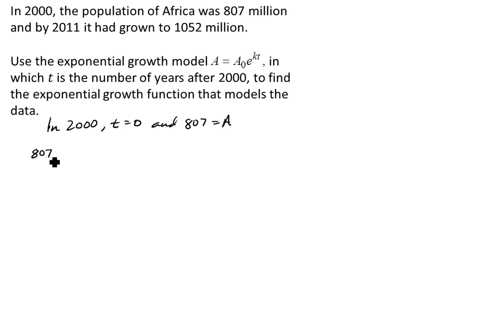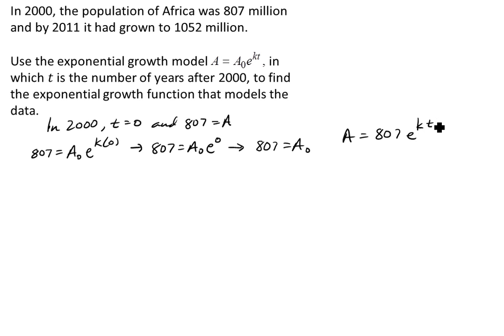So I would have 807 equals A0 times e to the k times 0. Well, k times 0 is just 0. So I have 807 equals A0 times e to the 0. E to the 0 is equal to 1 by definition. So we have 807 equals A0. So essentially our initial amount for this entire problem is that 807 million. So my exponential growth model at this point can be written as A equals 807 times e to the kt.